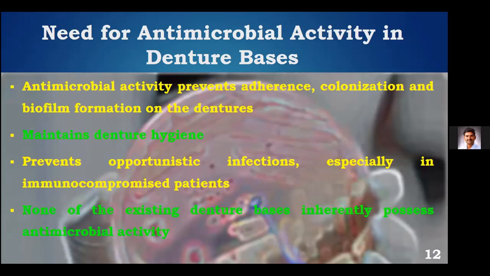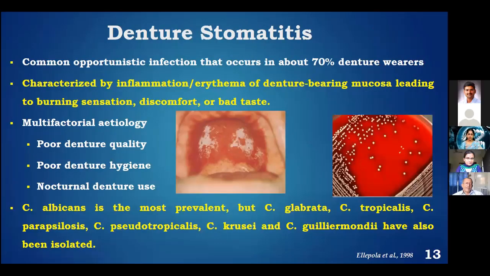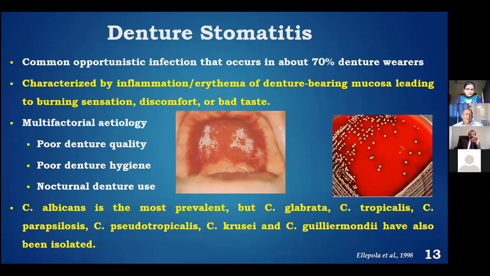But unfortunately, none of the commercially existing denture-based materials have antimicrobial activity. So in the absence of this antimicrobial activity, one of the common problems that patients face wearing dentures is denture sore mouth, or denture stomatitis. It is an opportunistic infection which is generally seen in a large percentage of complete denture wearers, characterized by inflammation or erythema of the denture-bearing mucosa.